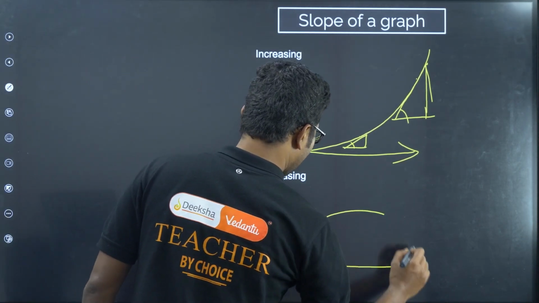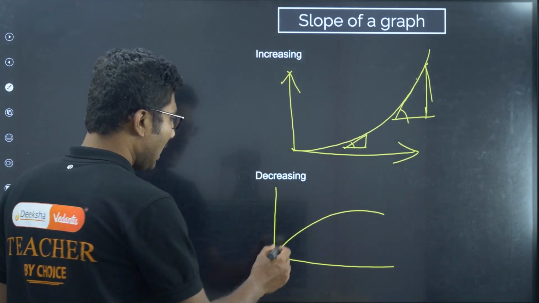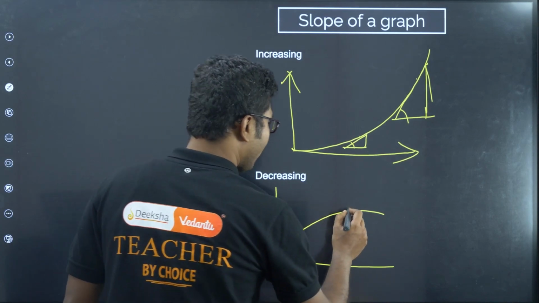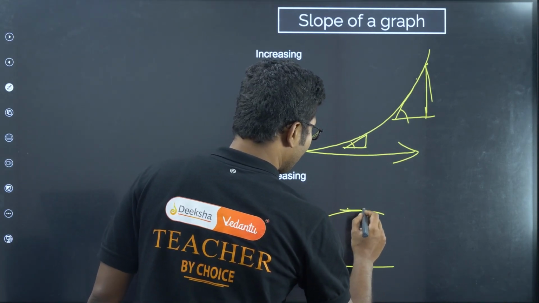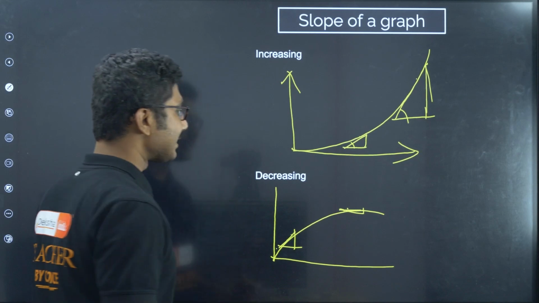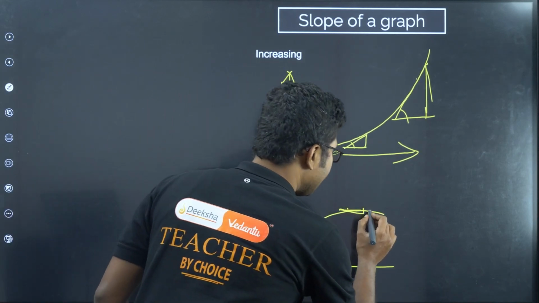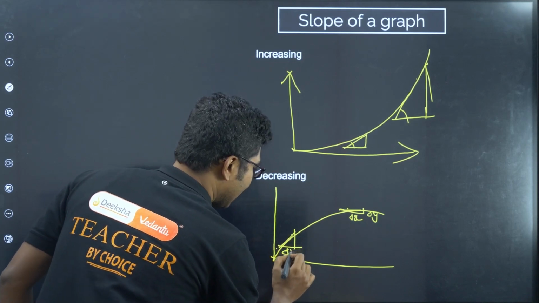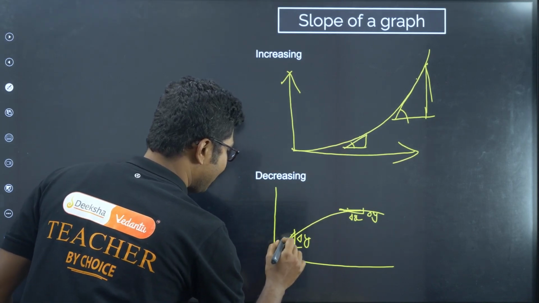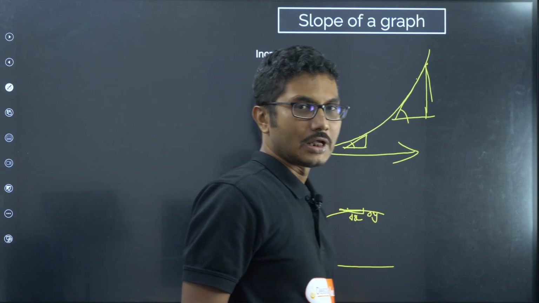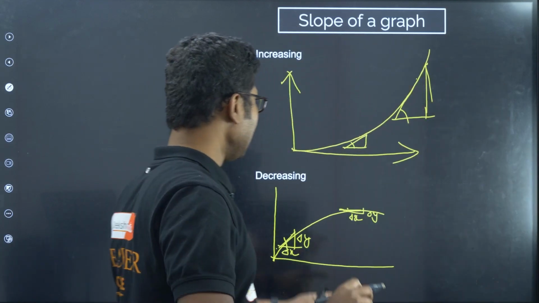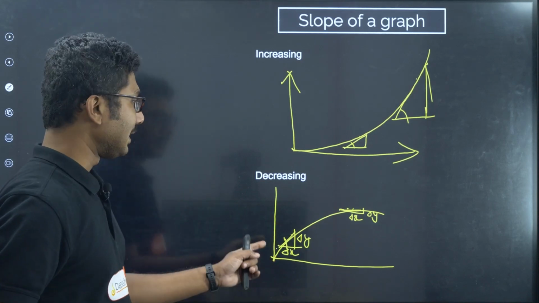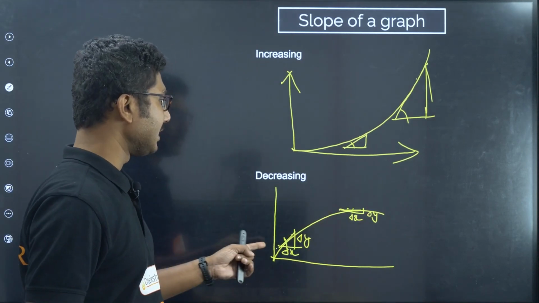So, if I draw a graph like this, in this case if you see at this point, if you draw a triangle, whatever value you will get, and if you draw a triangle here, for the same delta x, delta y will be very less. So, at this point theta is very high as compared to this. So, we can say here the slope is decreasing compared to this point. So, basically slope is gradually decreasing as we are increasing the x.